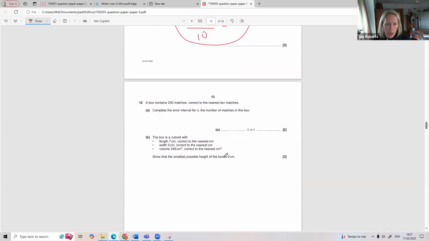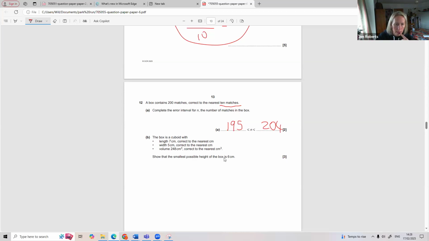A box contains 200 matches, correct to the nearest 10 matches. Error interval. So this is kind of like upper bounds, lower bounds, isn't it? It's to the nearest 10 matches, half of 10 is 5, so 195 is your lower bound. Now remember here, the matches just come in whole numbers. We're not dealing with part of a match. So usually for upper bound, you say 205, don't you? But because it's less than or equal to, and we can only get a whole number of matches, we're going to put 204 there.